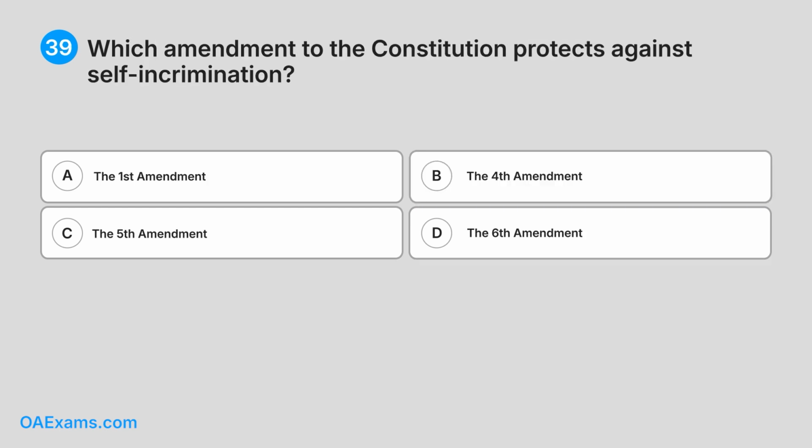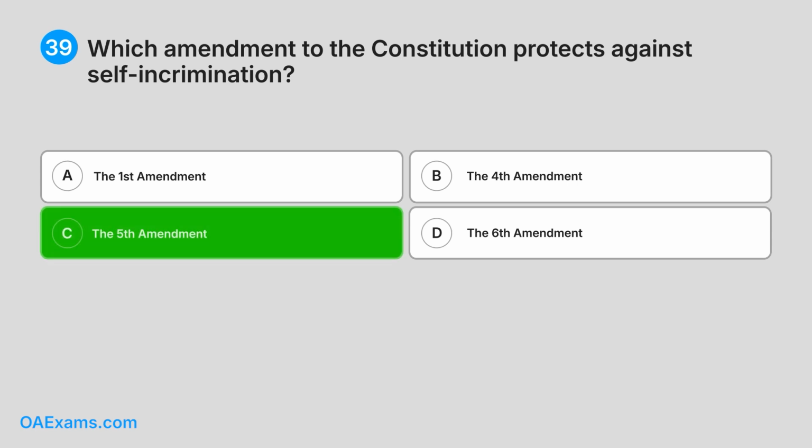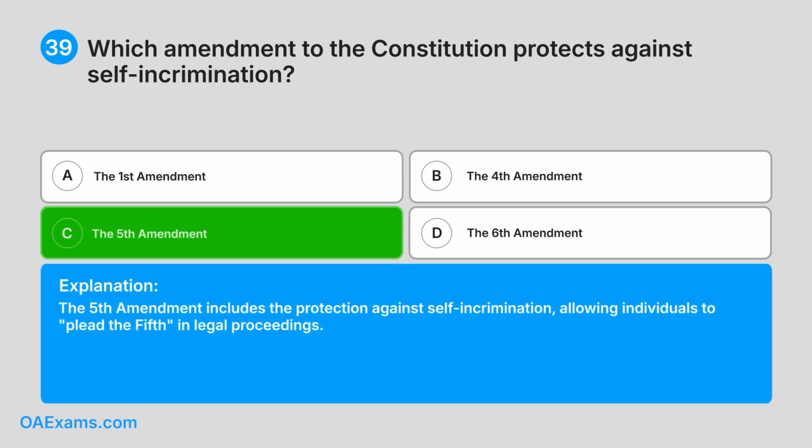39. Which amendment to the Constitution protects against self-incrimination? A. The First Amendment. B. The Fourth Amendment. C. The Fifth Amendment. D. The Sixth Amendment. Can you guess the answer? Correct answer: C. The Fifth Amendment. Explanation: The Fifth Amendment includes the protection against self-incrimination, allowing individuals to plead the Fifth in legal proceedings.